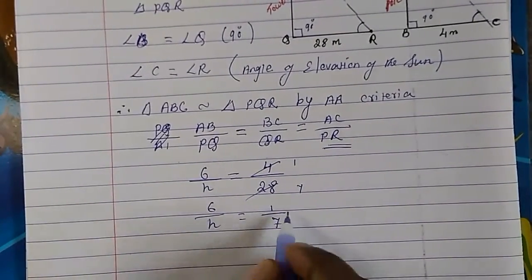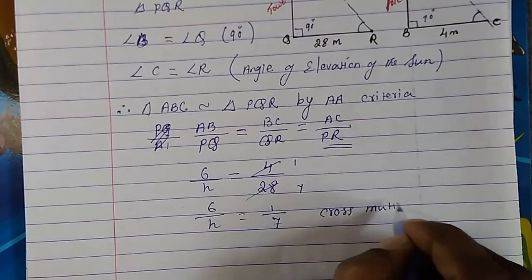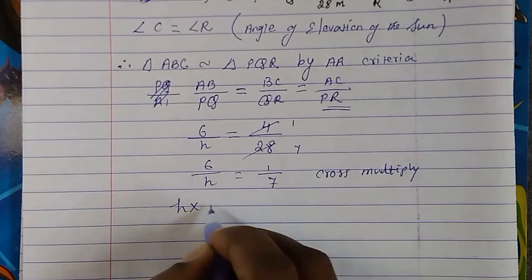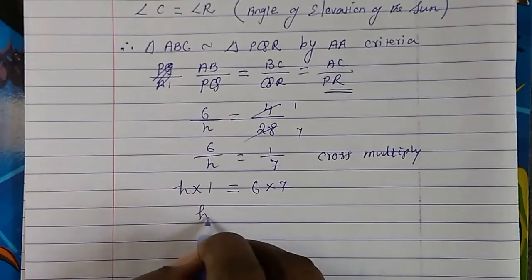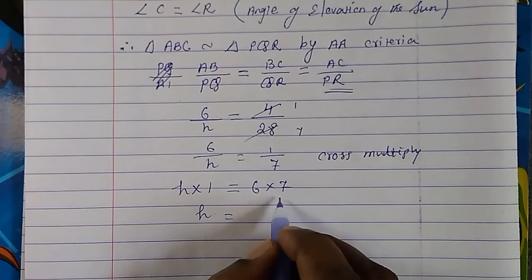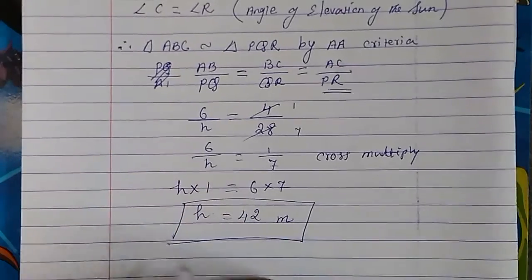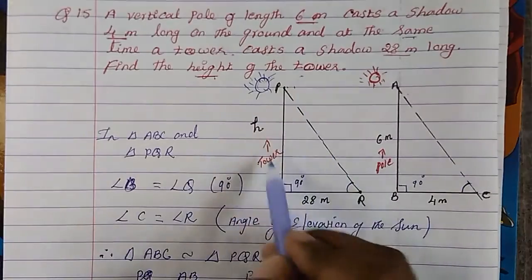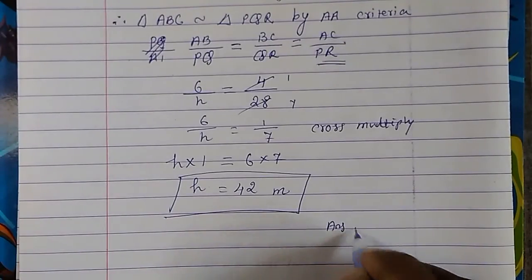Now let us cross multiply. So H into 1 and here 6 into 7. So H equals 6 into 7, which is 42 meters. So we had to find out the height only. Find the height of the tower. So we have found the height of the tower. That's our answer. That's it.